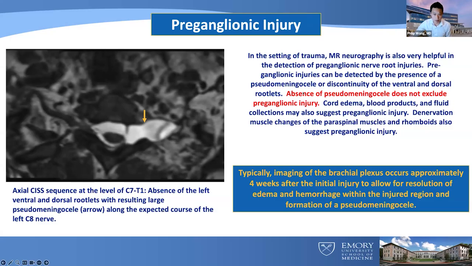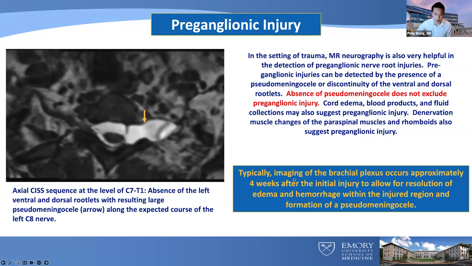be detected by the presence of a pseudomeningocele or maybe discontinuity of the ventral or dorsal rootlets. Absence of a pseudomeningocele does not exclude preganglionic nerve root injury. So you're also looking at what the cord looks like. Is there any asymmetry? You're looking to really find those nerve roots and see if they're thickened or maybe they're smaller or just plain absent. And then you can look for blood products, cord edema, fluid collections that may also suggest preganglionic nerve root injury. Denervation changes or muscle edema in the paraspinal muscles and rhomboids are also suggestive of preganglionic nerve root injury.